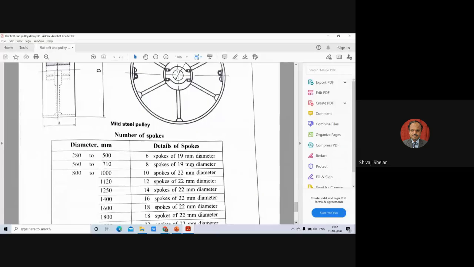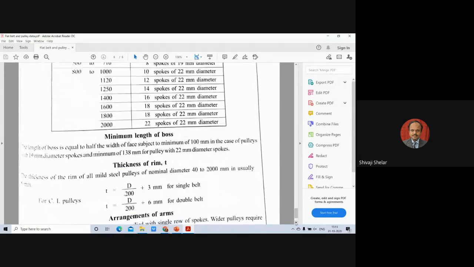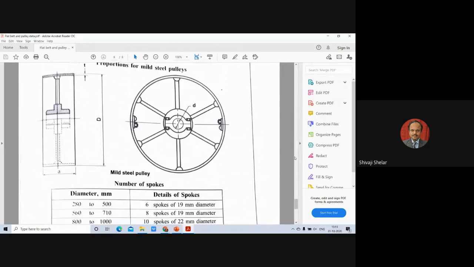These are the standard sizes of the spokes: 6 spokes of 19, 10 spokes of 22. These are the standards. You cannot use different sizes of spokes there. And then you can weld these spokes together, then your pulley will get formed here. Okay. So this is regarding the basics of flat belts.